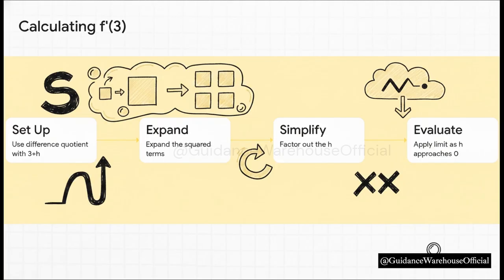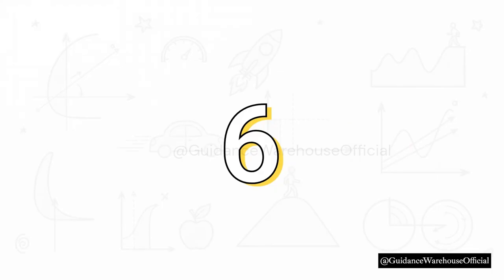Now watch what happens next. This is the best part. We factor out an h from the top, and it perfectly cancels out that problematic h in our denominator. Poof! The divide by 0 trap is completely gone.